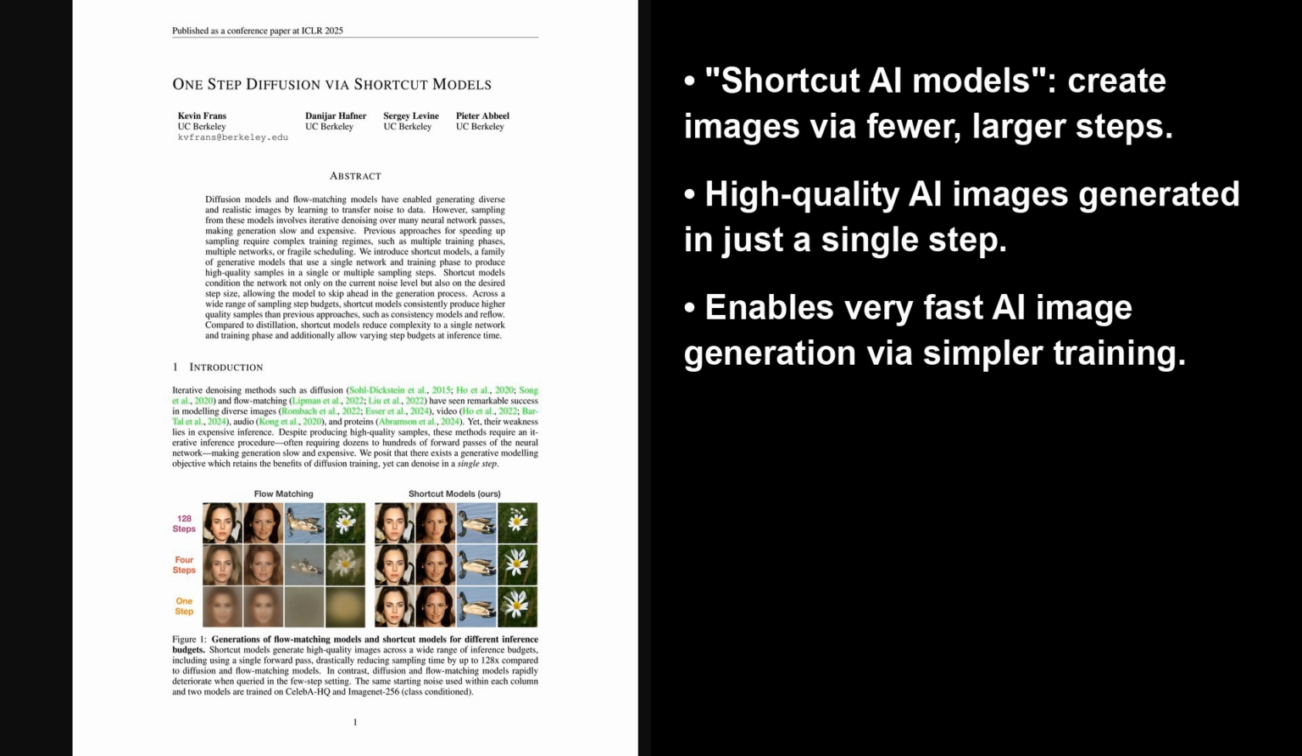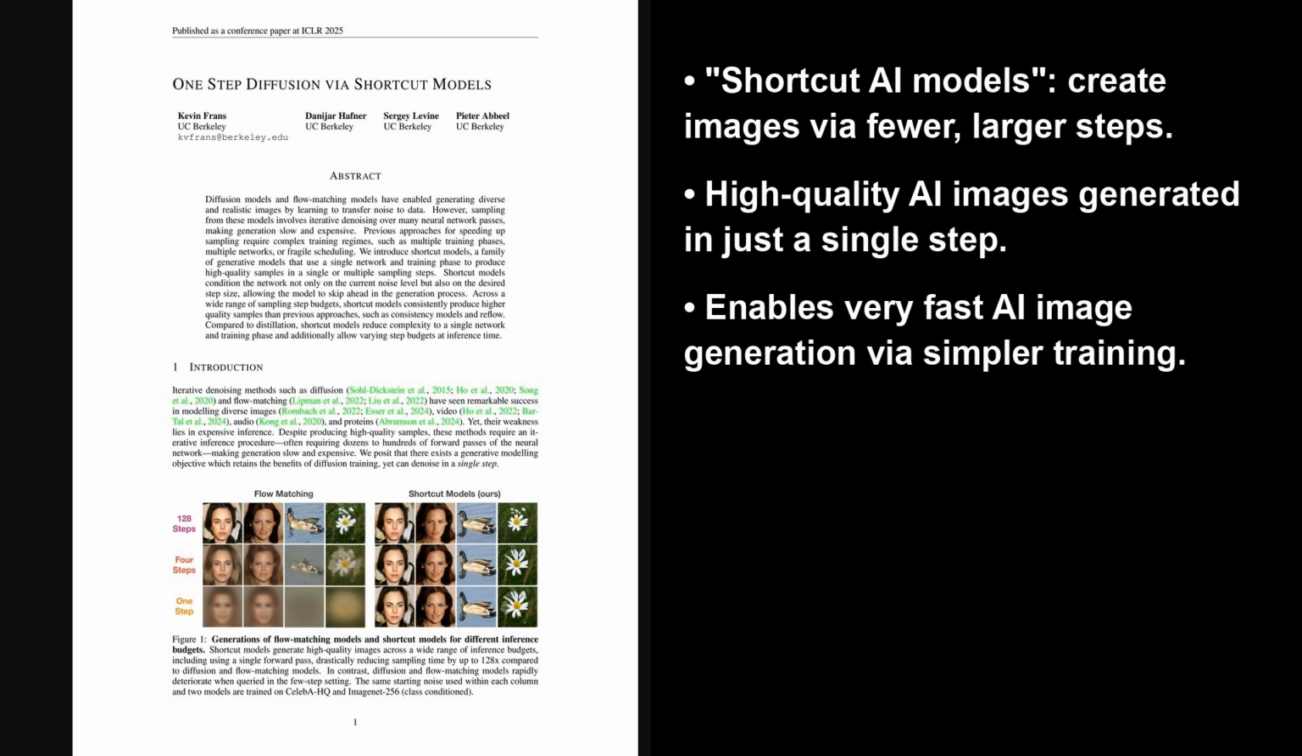We're looking at an ICLR conference paper, One-Step Diffusion via Shortcut Models, published on January 22nd this year, so just a little over 3 months ago. This paper tackles the slowness of some AI models, like diffusion and flow matching models, which generate data by many small steps. This paper introduces shortcut models.